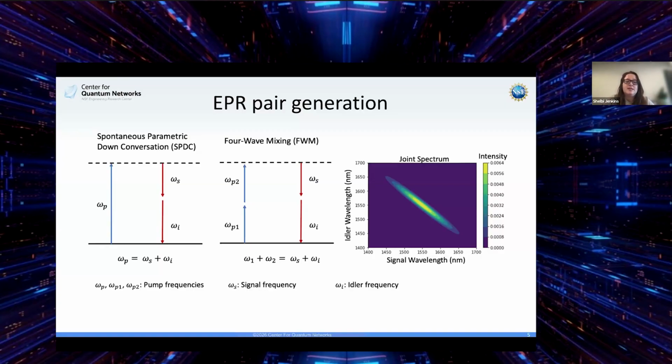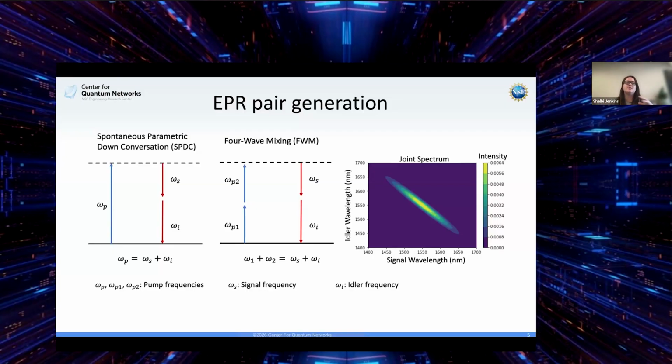The second process that we can potentially use is four-wave mixing, which is a third-order nonlinear effect where you have two incoming pump frequencies and two output signal and idler frequencies, such that the sum of the signal and idler frequency is equal to the sum of the two pump frequencies. Both of these processes are going to give you what here is called a joint spectrum, which is the relationship between the signal and idler wavelengths, where you can see they are inversely related or anti-correlated. Both of them can be entangled in wavelength and polarization.